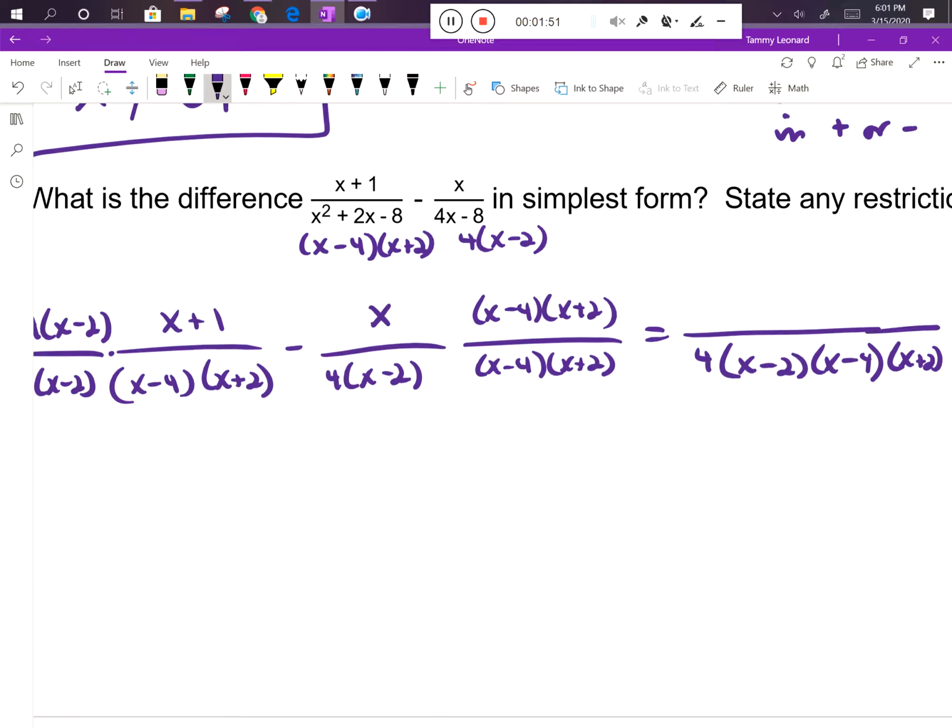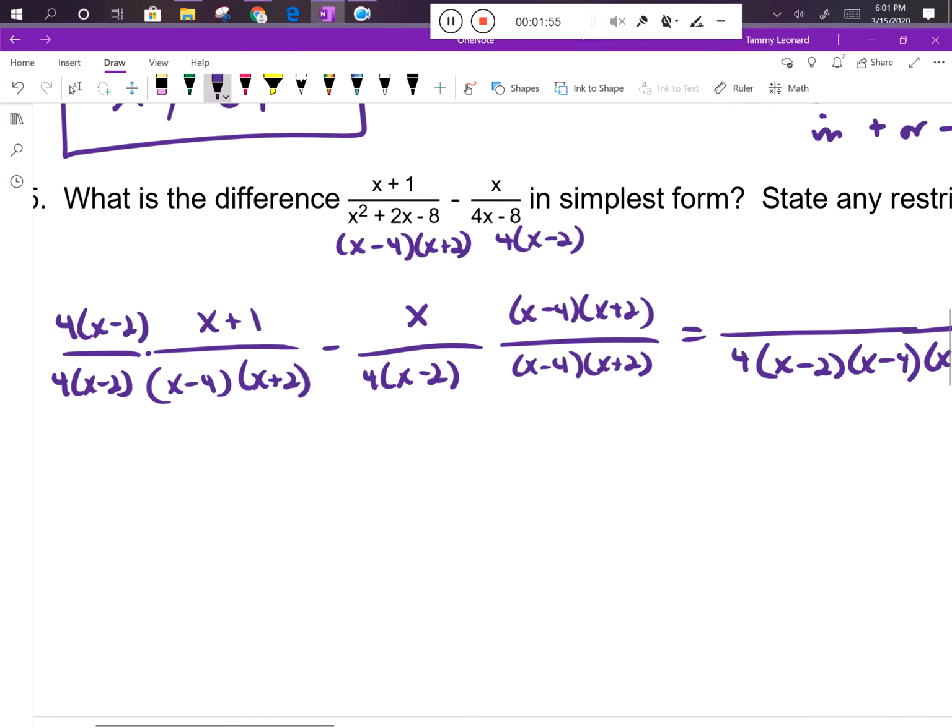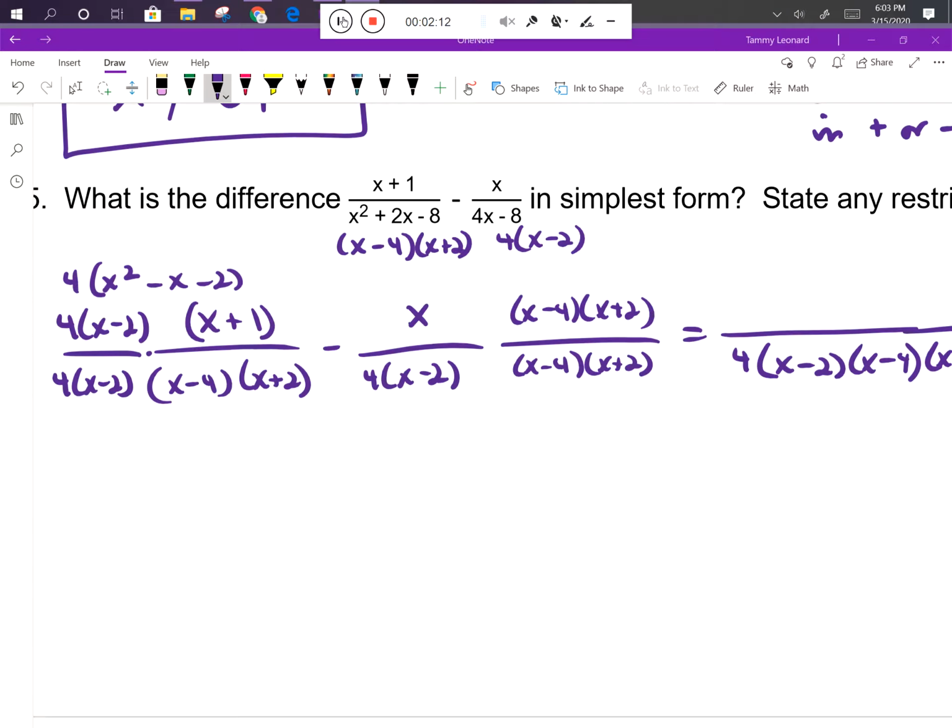So you won't ever be asked to multiply out that entire denominator, but you do need to multiply the pieces of the numerator. As I look here, first I'm going to have to multiply those two binomials together. So I'm going to have x squared minus x minus 2. And then I'm going to have to distribute a 4. When I distribute the 4 to that trinomial, I'm going to have 4x squared minus 4x minus 8.